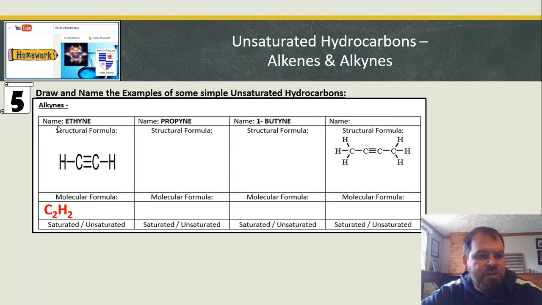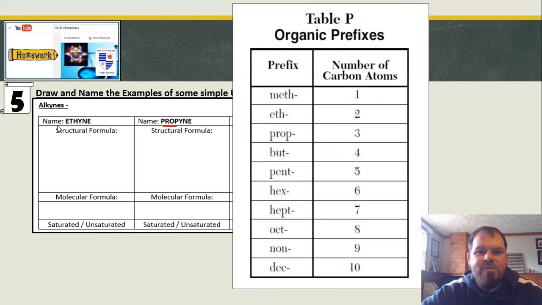Ethyne, C2H2, is unsaturated, and we'll see that that is 2n minus 2. 2n, 2 times 2 is 4, minus 2 is 2. An yne is going to have 2 hydrogens. See how we do that? Nice. Prop, 3. Prop is 3. I'm getting good at this.